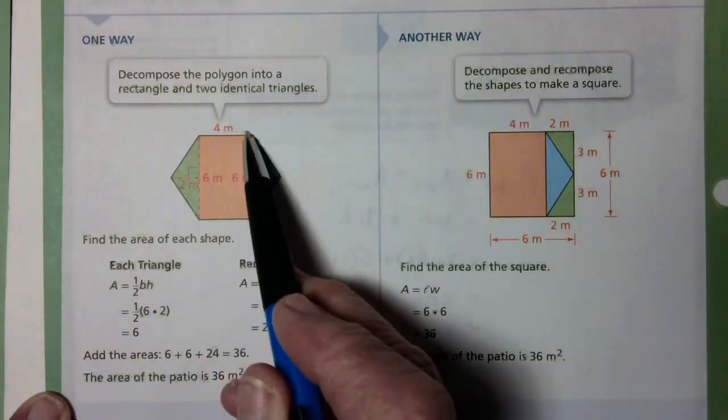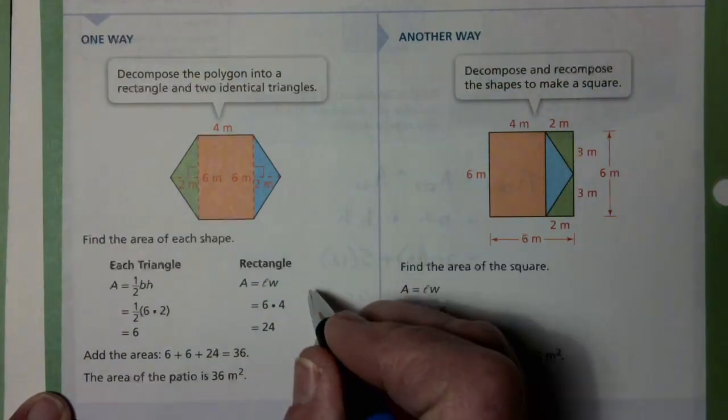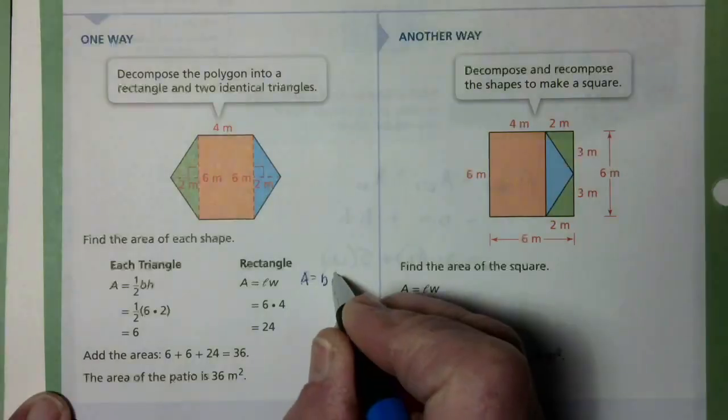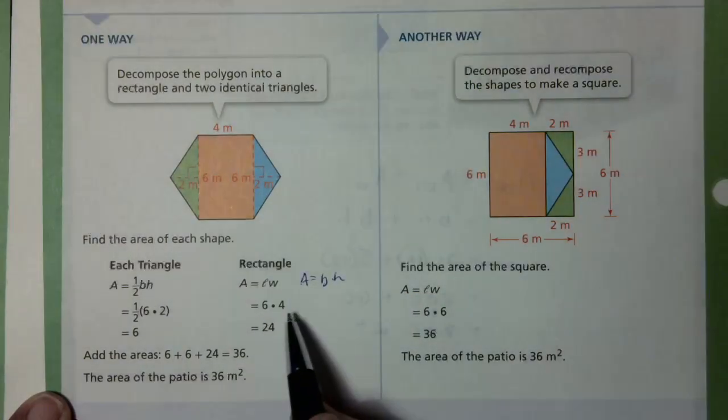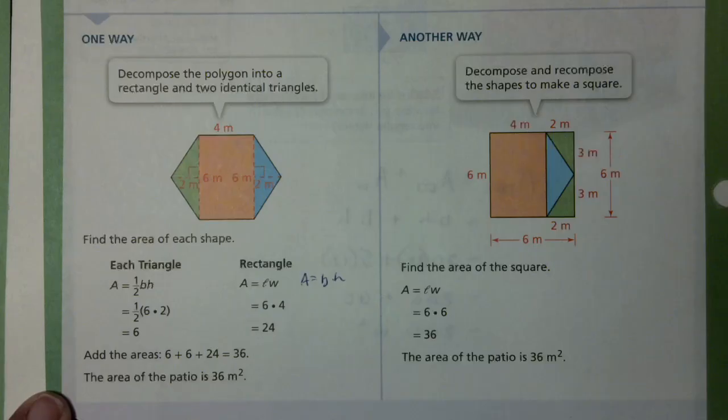The rectangle is a 4 by 6. Length times width, or base times height. I wish they'd use the B and the H. 6 times 4 is 24. So we got 6 plus 6 plus 24 equals 36. And she found the area.